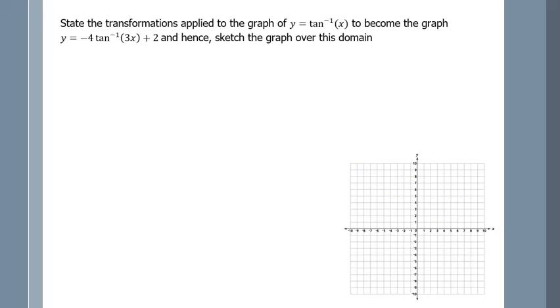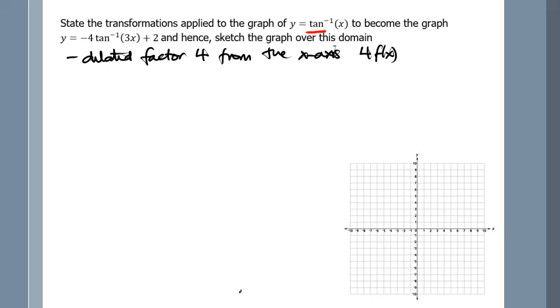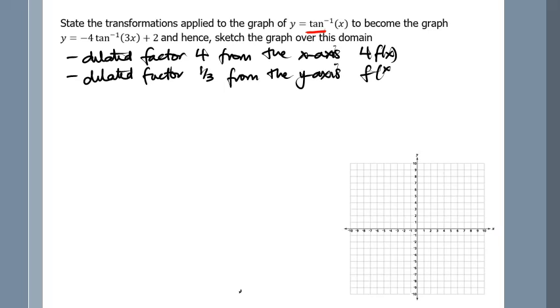Okay, here we're looking at changing the graph of tan inverse of x to become the graph of negative 4 tan inverse 3x plus 2. Okay, so let's have a look at our dilations first. We say it's been dilated factor 4 from the x-axis, which is 4 times f of x. We say that it's been dilated factor 1 on 3 from the y-axis, so 1/3, which is f of 3x.